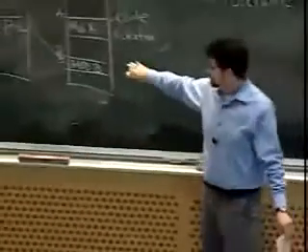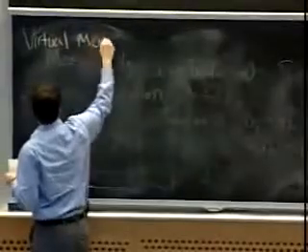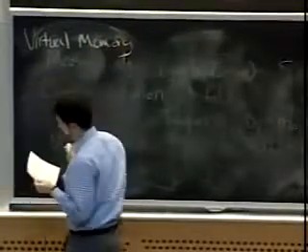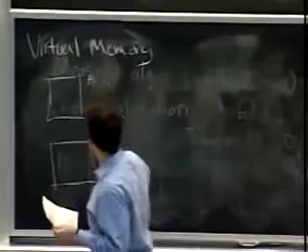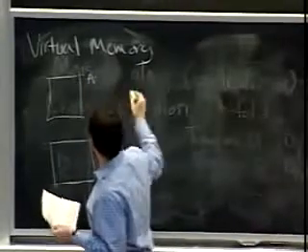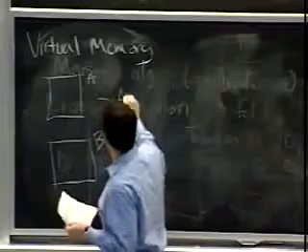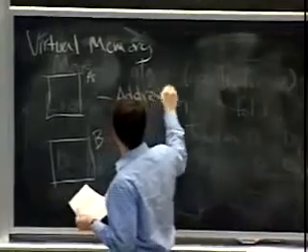actual memory access. So the idea is as follows. This is the virtual memory abstraction. Okay? So the idea is as follows. For each one of our modules, say A and B, we're going to create what's known as an address space. Okay?